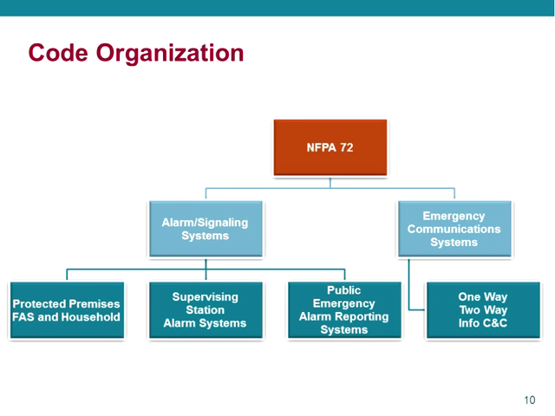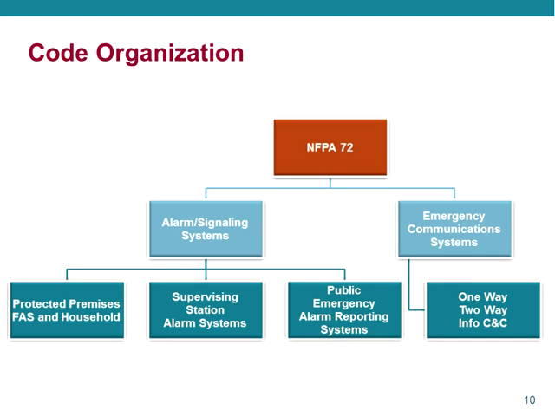So let's talk a little bit about how we got here. First of all, in the 2010 edition, some of you may not even be using yet, we made some major changes to the code. We added several chapters and reorganized the code. And the way the code is now structured, we basically have alarm and signaling systems, which are your traditional alarm systems, and then we have emergency communication systems, which would include mass notification. And that's really where the major changes came in 2010.